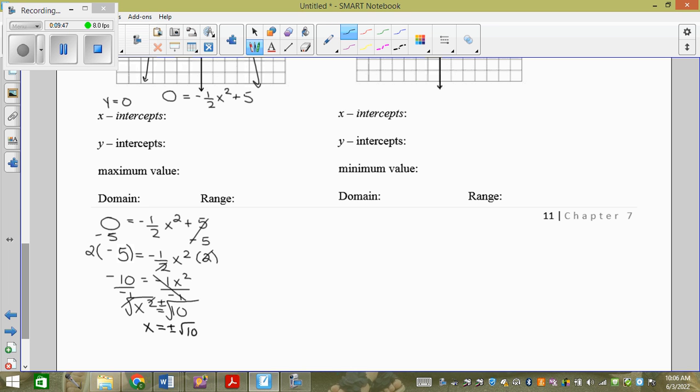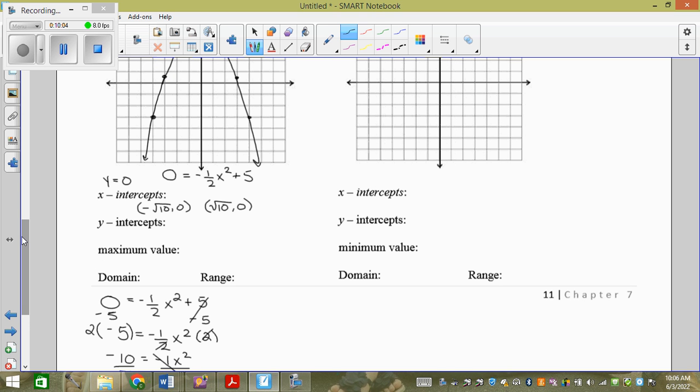So my x-intercepts up here are negative root 10 and 0, and root 10 and 0. So the decimal to that is actually what's on the graph here. So I'm going to go negative root 10 and 0 is this one. And then this one is root 10 and 0, not drawn to scale-ish, because it looks like it's on 3, but it's not.